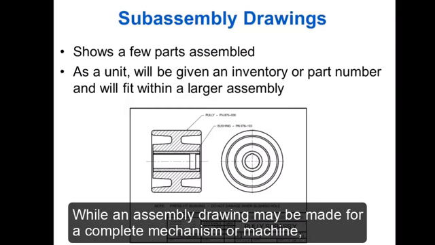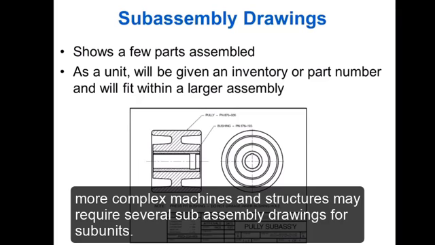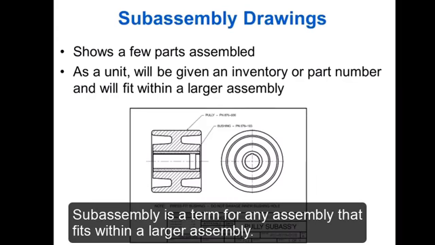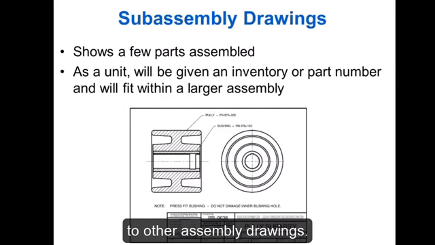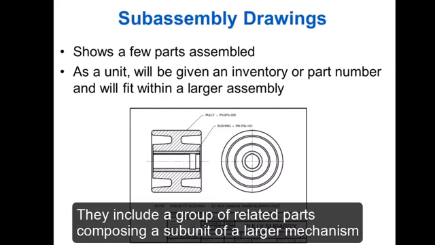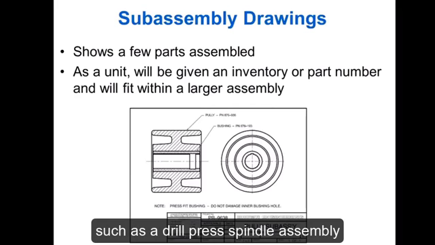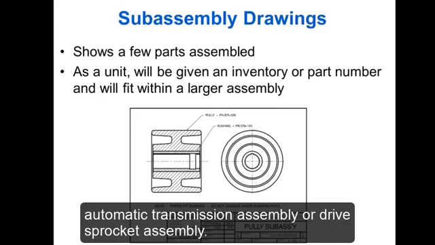While an assembly drawing may be made for a complete mechanism or machine, more complex machines and structures may require several sub-assembly drawings for subunits. Subassembly is a term for any assembly that fits within a larger assembly. Sub-assembly drawings are similar in nature to other assembly drawings. They include a group of related parts composing a subunit of a larger mechanism, such as a drill press spindle assembly, automatic transmission assembly, or drive sprocket assembly.